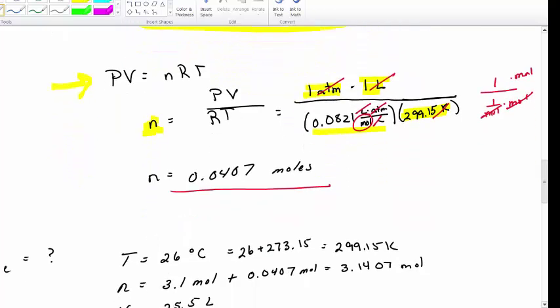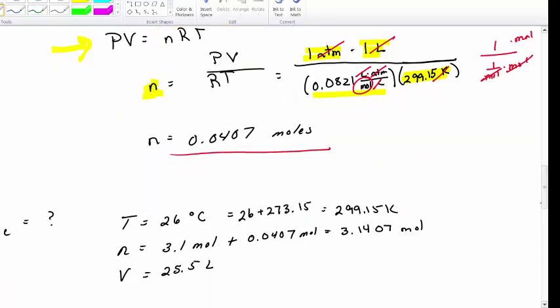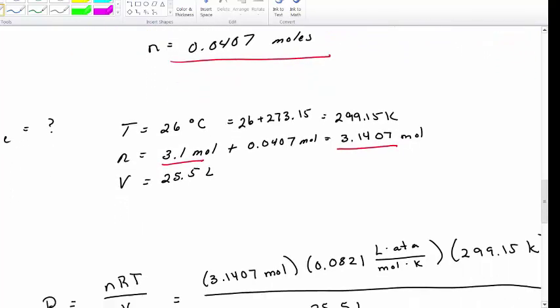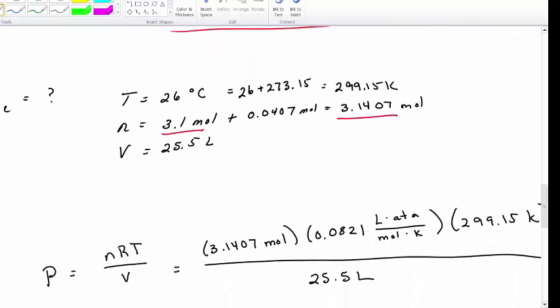So now I go back to my original problem. Everything's the same, except instead of 3.1 moles, I've added that additional amount. So I now have 3.1407. Now, I left it complete in my calculator. It's actually a longer number than that, but I want to leave it complete until the very end and then round my numbers. Plugged it all into the equation.